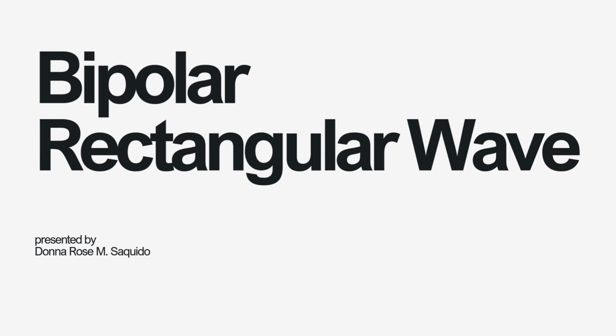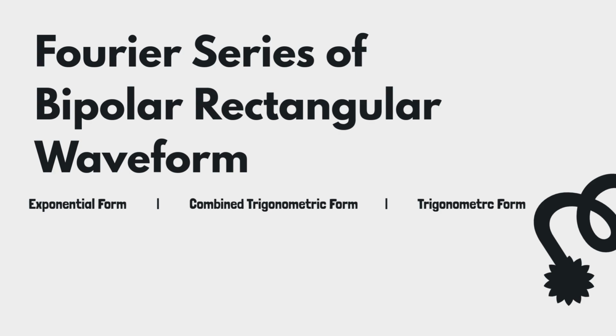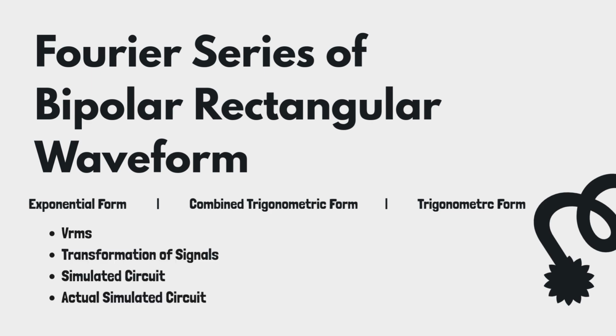Welcome. In this video, I am going to discuss all about the Fourier series of bipolar rectangular wave. I am going to show its derived solution of exponential form, combined trigonometric form, and trigonometric form to get its result, which is the rectangular waveform. Furthermore, I will be discussing the computation of the VRMS, the waveform of different transformation of signals, the simulated circuit, and the actual simulated of the circuit.